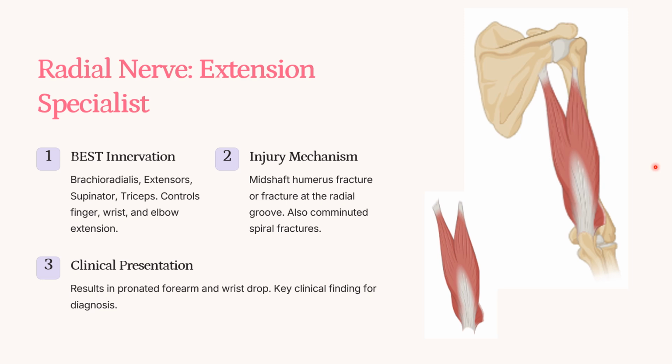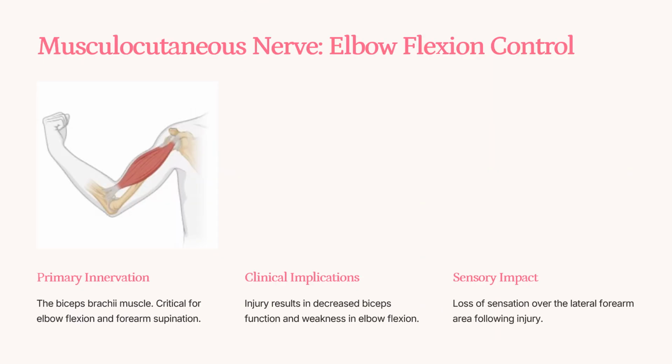The most high yield point is that any injury to the radial nerve will result in wrist drop as well as the pronated forearm. That is the picture which we need to imagine for a radial nerve injury. So these are the extensors, the triceps, which we need to associate with the radial nerve.